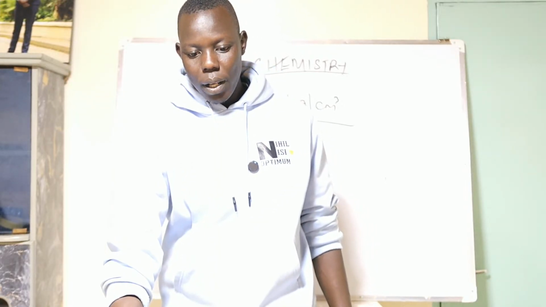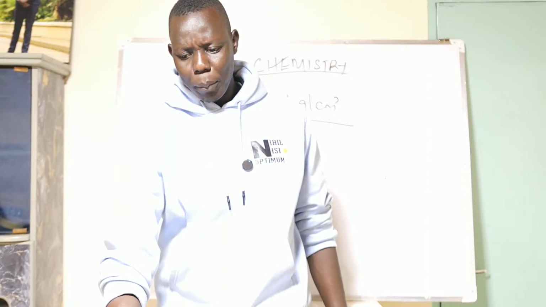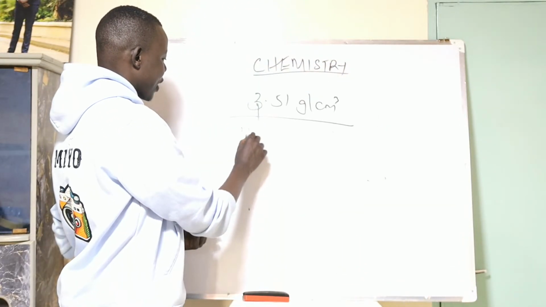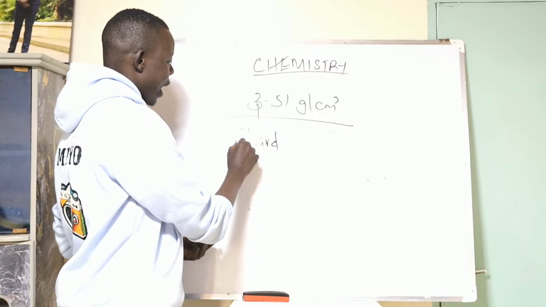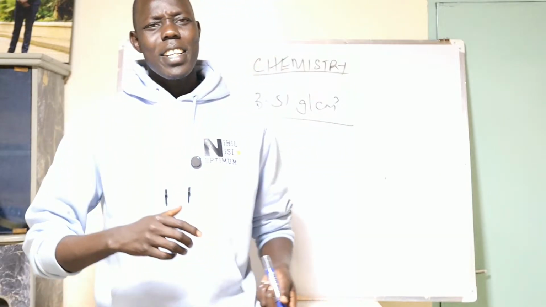So now, let's proceed. Let's look at other properties of diamond. Diamond is one of the hardest known elements. Very hard. In fact, let me write here. Very hard.